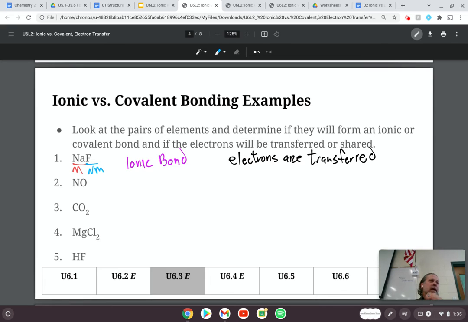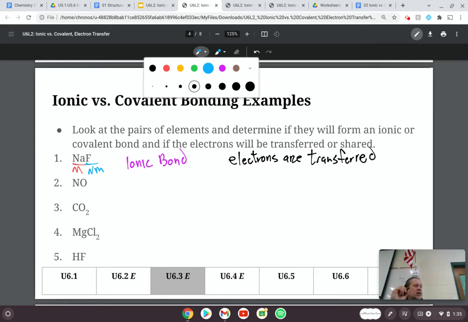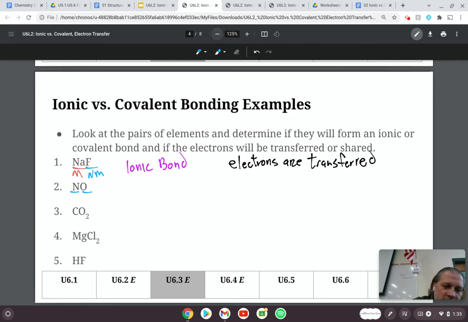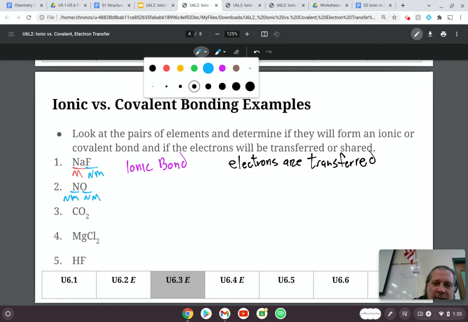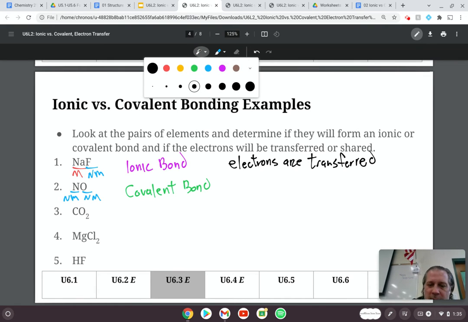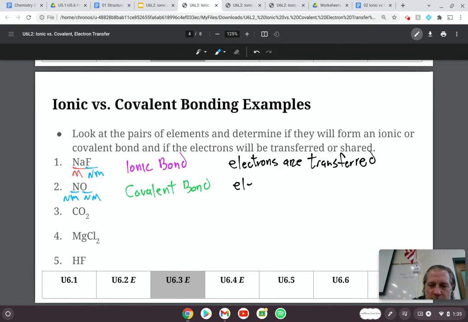Now, in the next example, nitrogen and oxygen, I see that nitrogen is in column 15 on the right-hand side, so that makes it a nonmetal, and oxygen is in column 16 on the right-hand side, so that makes it also a nonmetal. And if that's the case, then that tells me that I have a covalent bond. And when we have a covalent bond, we know that the electrons should be shared.